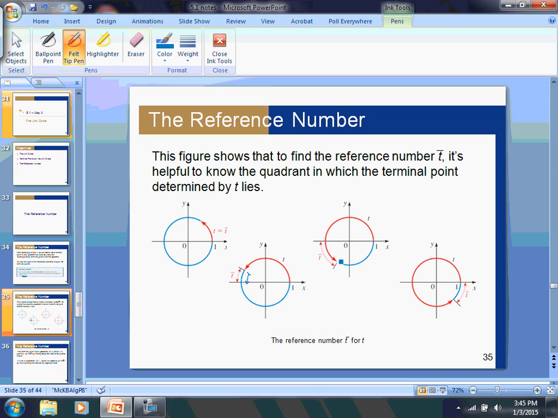If you're in the third quadrant, same thing, except you're kind of going backwards now. You're backtracking how far you have to go back to get to the x-axis. And if you're in the fourth quadrant, it's how much you want to continue to go to get up to the x-axis. Okay, so again, wherever you land, it's how far you have to go to get to the x-axis.